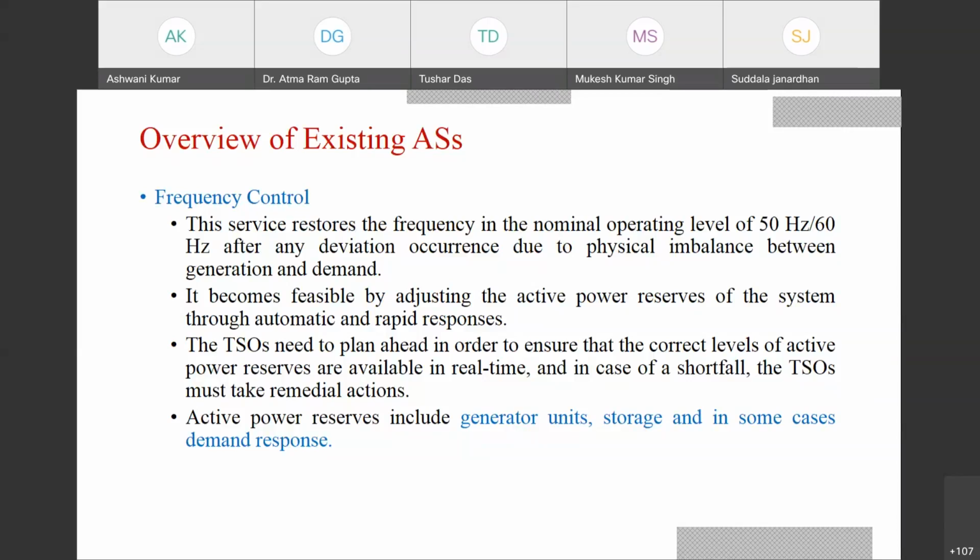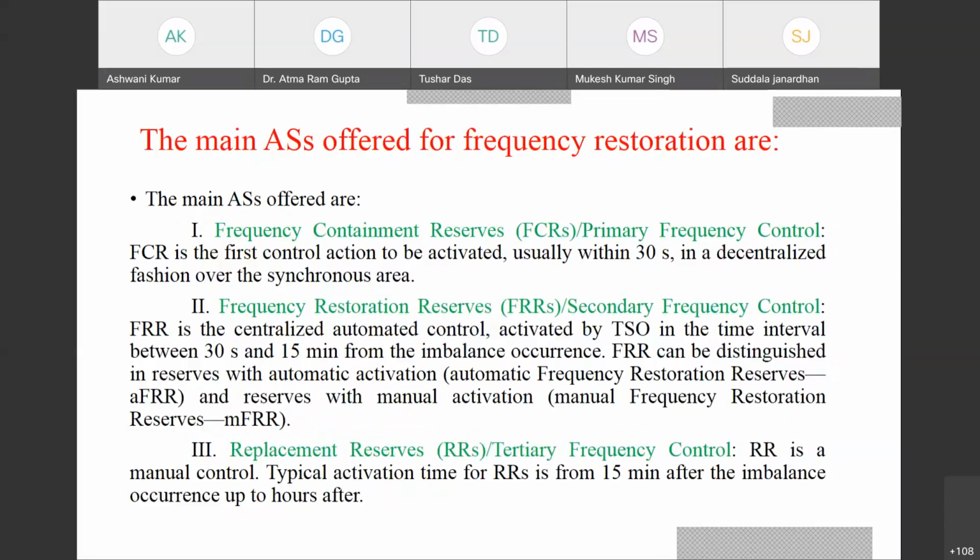So demand response programs are a challenge, and a very important ancillary service coming in on the distribution side. The main ancillary services you must understand are offered as frequency regulation and frequency restoration. We call it primary frequency control, which operates within 30 seconds in a decentralized manner, especially in a synchronized area. Frequency restoration reserves, we call secondary frequency control.